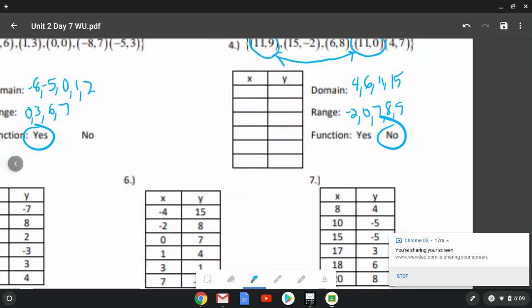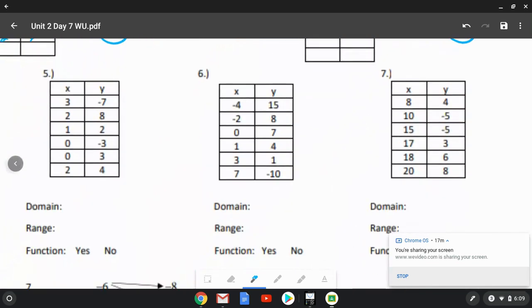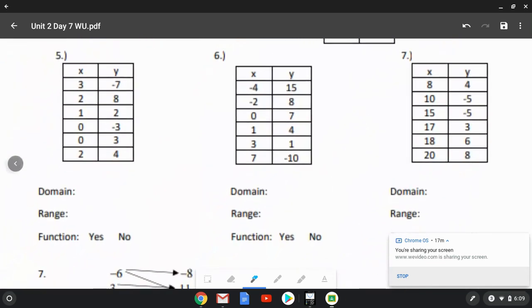All right, so then 5, 6, and 7, they already have the tables done for you. So I'll do number 5 here in order, 0, 1, 2, 3. And then my range in order from smallest to biggest is -7, -3, 2, 3, 4, 8. Are there any repeaters? Yeah, we have the 0 and we have the 2. So that one's definitely no, because not every input has one output. 2 goes to 8, 2 goes to 4, and 0 goes to -3, and 0 goes to 3. So that's a no.